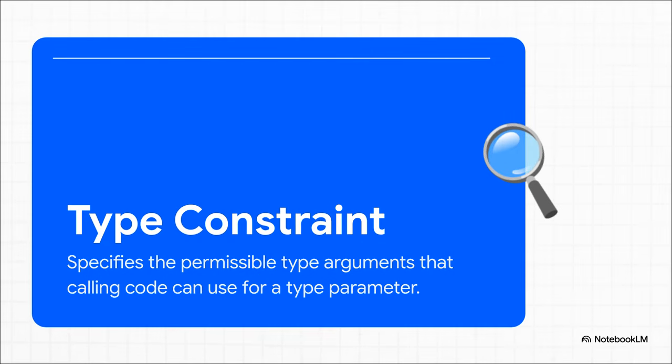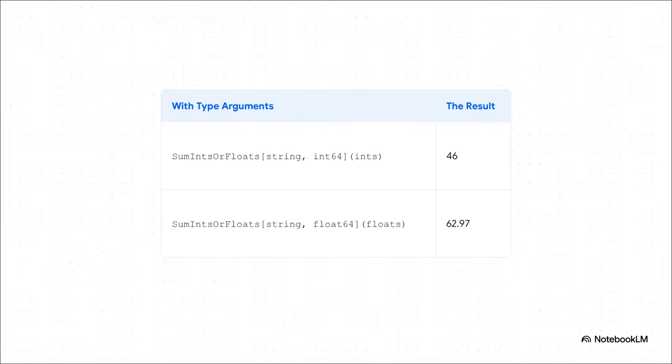But we can't just plug any type in there. We need some rules, and those rules are called type constraints. So for our key, K, the constraint is comparable. That's built into Go, and it just means the type has to support being compared with equals equals or not equals, which is a requirement for any map key. For our value, V, the constraint is int64 | float64. That vertical bar, the pipe, just means or. So V can be an int64 or a float64. That's it, nothing else.